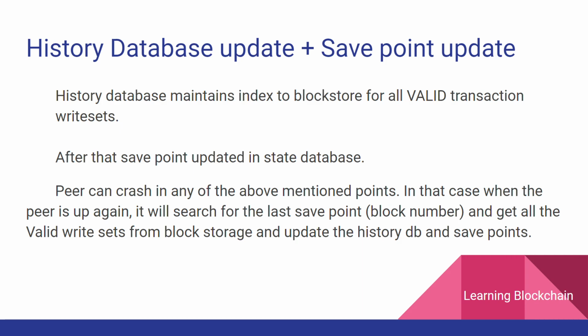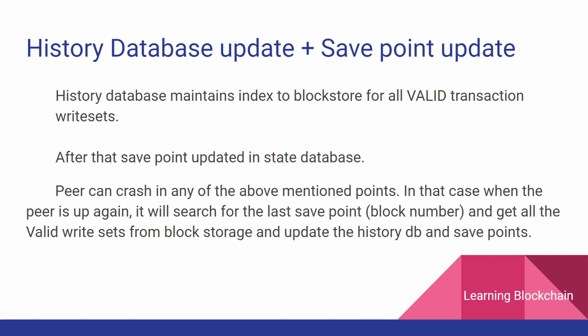Suppose block 1 contains the update or the data of A equal to 1, but block 2 got some kind of endorsement failure. But again in block 3, everything is fine and A is updated to the value 2. In that particular case, it will maintain the index of the first block, then the index of the third block. So for all valid transactions, the indexes are present inside the history database.